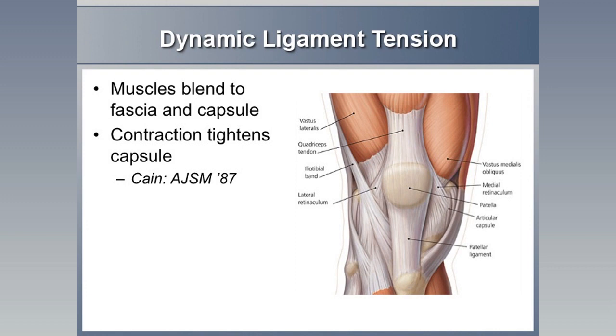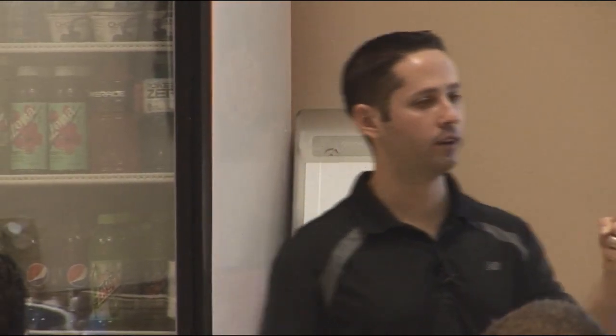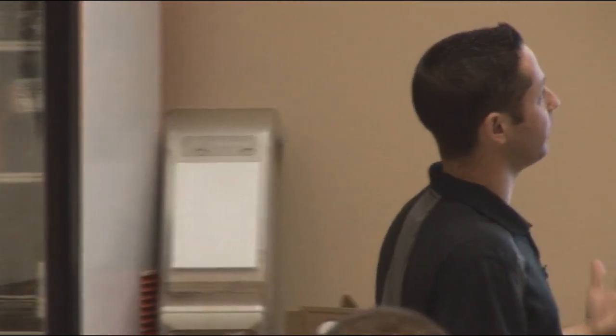When you contract your rotator cuff, it blends into the fascia and the capsule of your glenohumeral joint. So when you contract your rotator cuff, your capsule contracts. It pulls on those fibers as well. So that's called dynamic ligament tension. Okay, so your muscles can actually stabilize the joint as well.